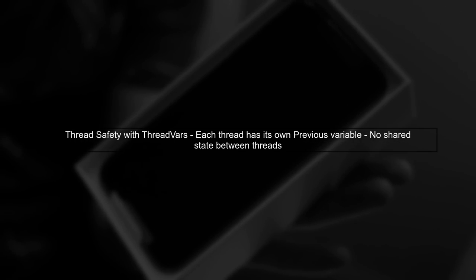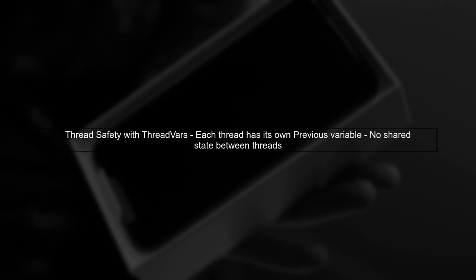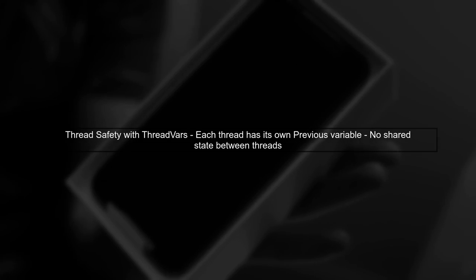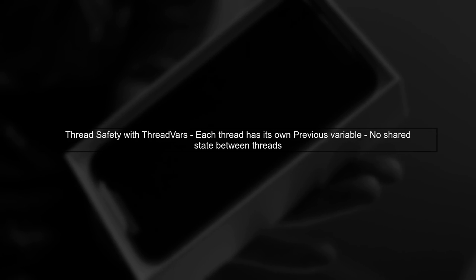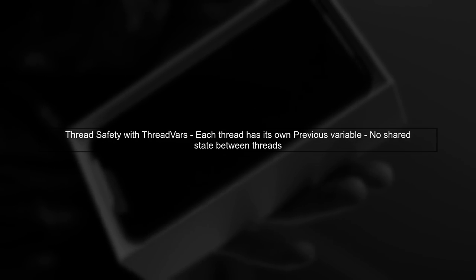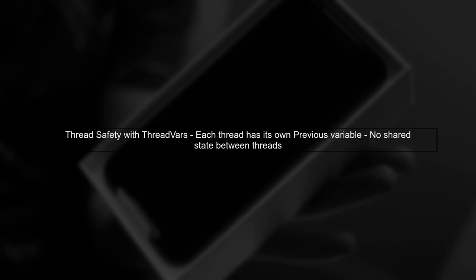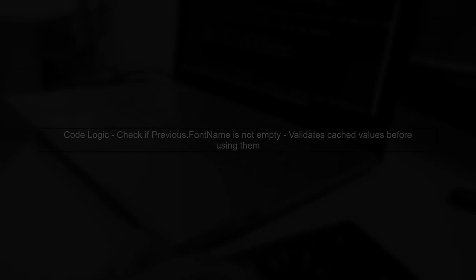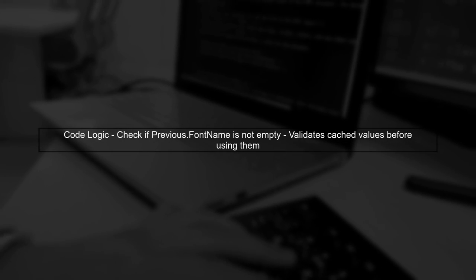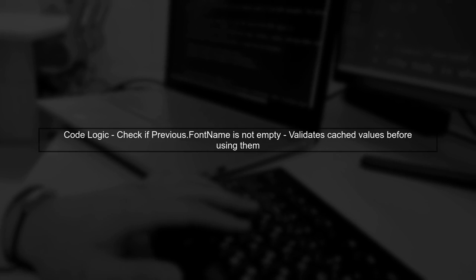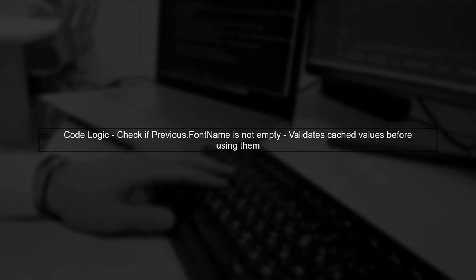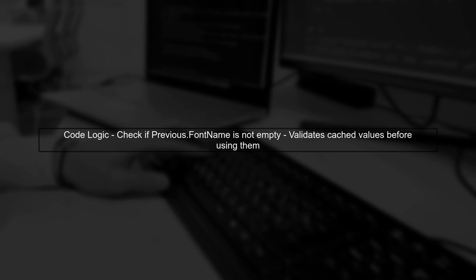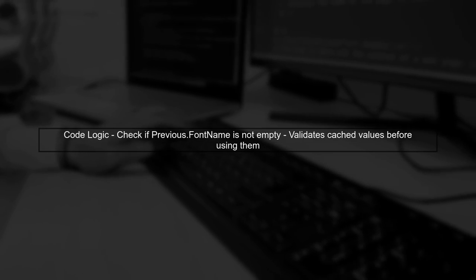Now let's look at the code you provided. The use of Threadvar allows each thread to have its own instance of the variable previous, which is crucial for thread safety. In your function getEditorFontWidth, you check if previous font name is not empty before proceeding. This ensures that you only use cached values when they are valid.